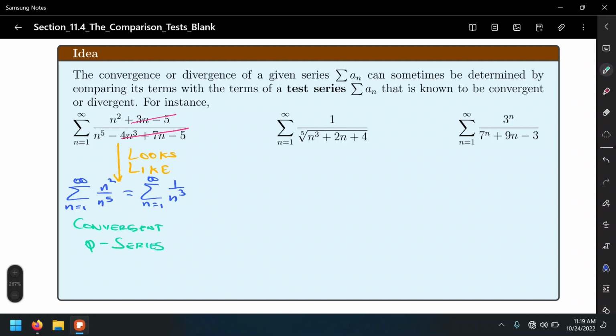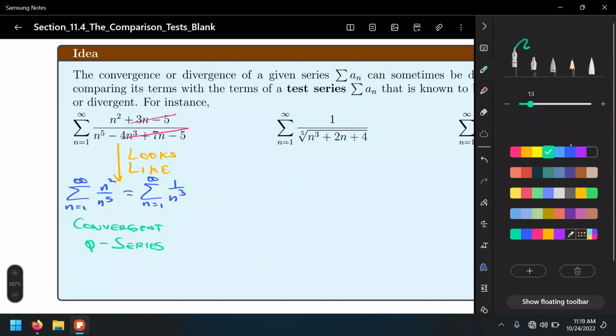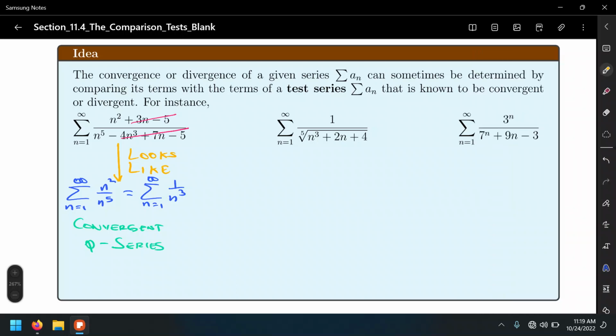So this is the idea. Out of some madness given, we're going to come up with something easier to determine its convergence or divergence. Let's look at the next one. Sigma n equals 1 to infinity of 1 over the 5th root of n cubed plus 2n plus 4.